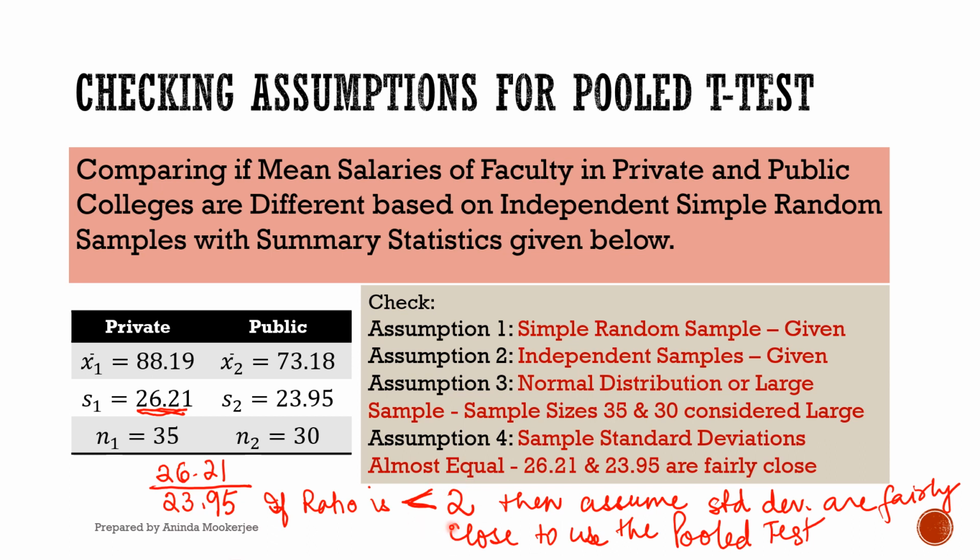If it is less than 2, then you can go ahead and use the pool test. Otherwise, if it is greater or equal to 2, then you just have to go for the non-pool test, which we will learn later on. All right, so this is the data given to us.